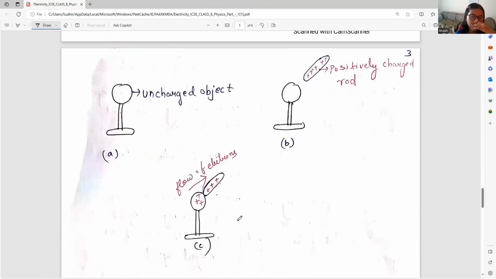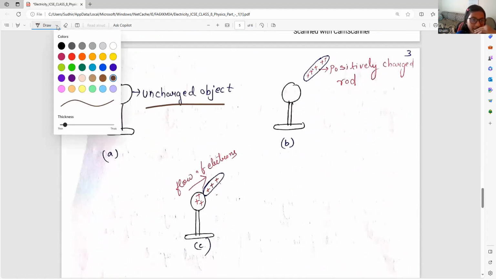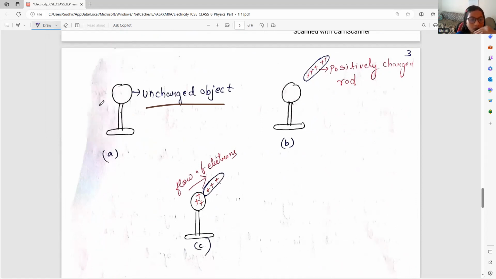For example, here I have drawn a ball. This is an uncharged object. Uncharged means what exactly? It has a balanced number of electrons and protons in it, positive and negative balanced. So this is an uncharged object.